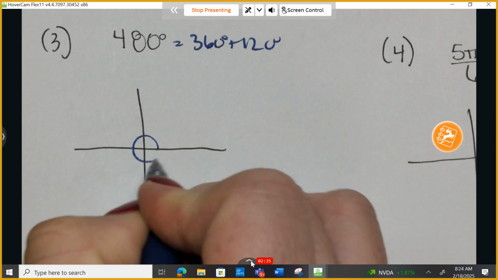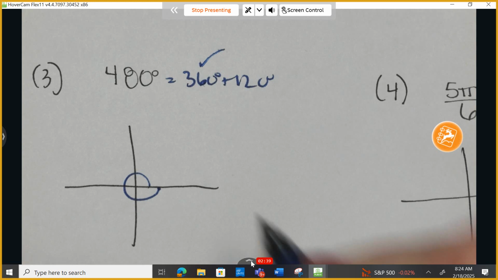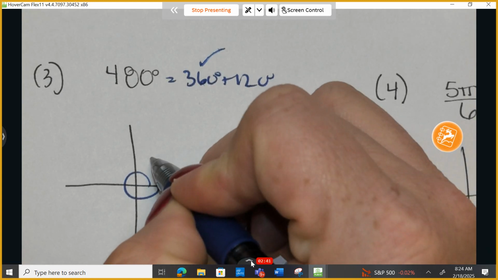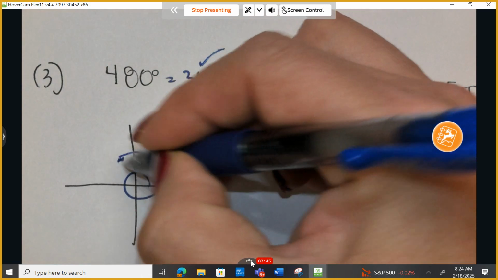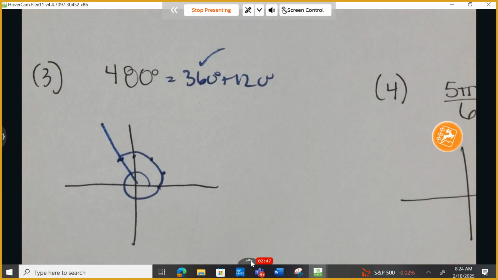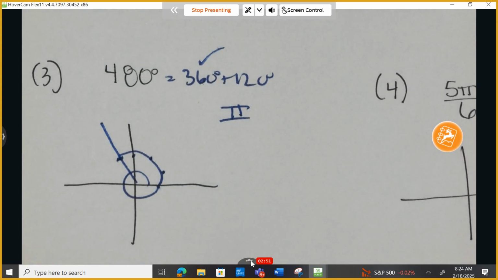So I'm going to go one time around. That's my 360. And now I need to get to 120. I'm going to count by threes. 3, 6, 9, 12. So right over here, there's my terminal angle. It lands in quadrant 2. Notice I'm going to try to be as precise as possible when I sketch it. And now I need to convert it.